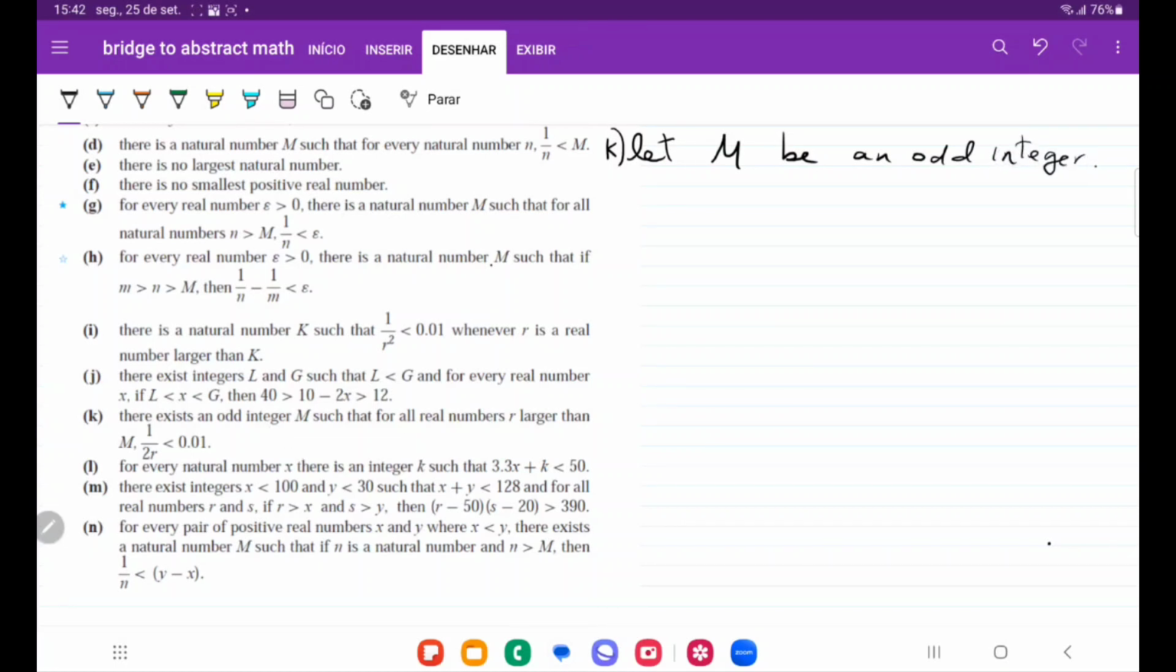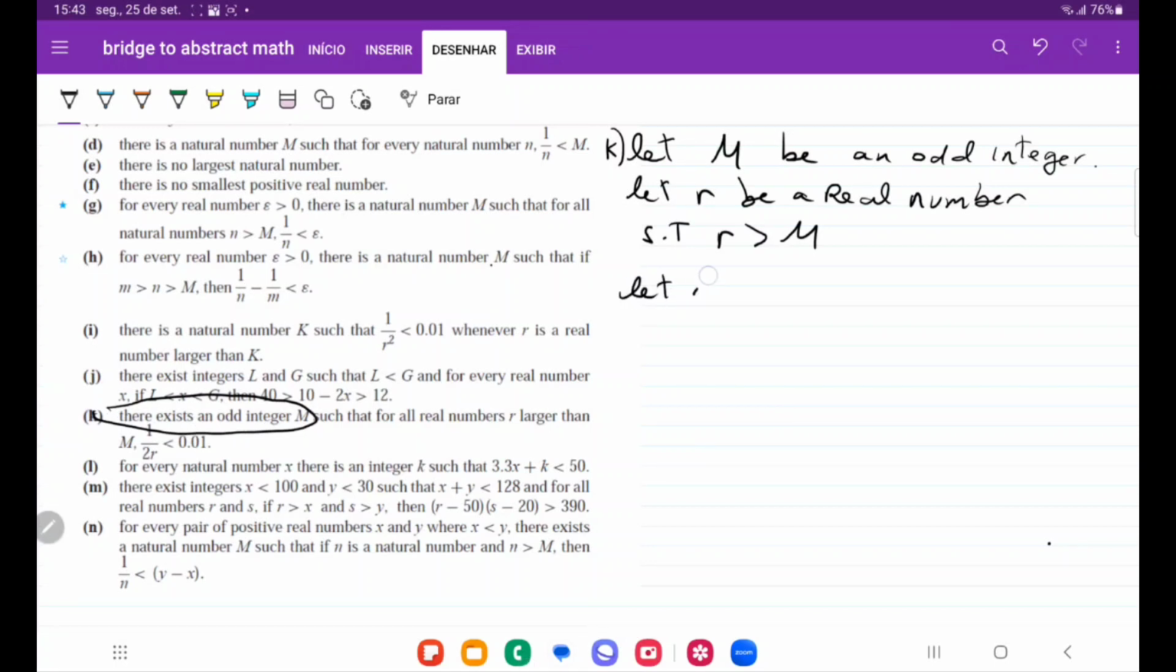And let r, oops, that should be little r, be a real number such that r is larger than m. What we just want to show here is that there exists an odd integer m. So let m be equal to 51, because 51 is an integer and 51 is odd. Then r is going to be greater than 51.